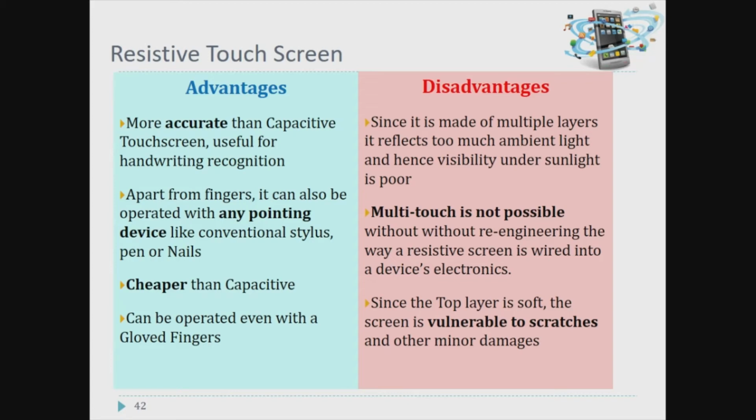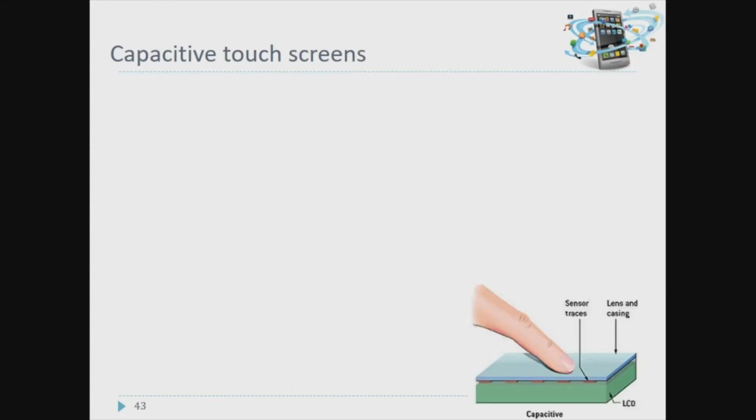How about the drawbacks? Since it is made of multiple layers, it reflects too much ambient light and hence the visibility under sunlight is poor. So multi-touch is not possible. And since the top layer is soft, the screen is vulnerable to scratches or damage. So that's for the resistive touch screen.